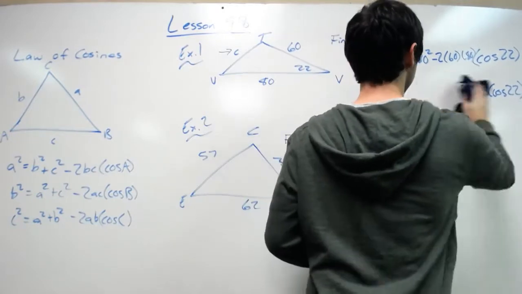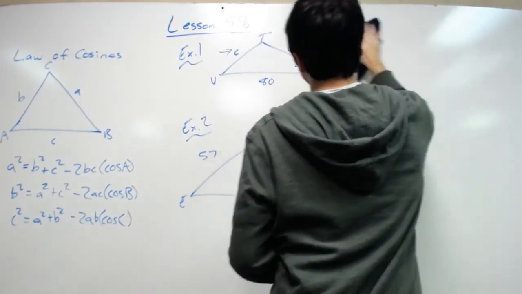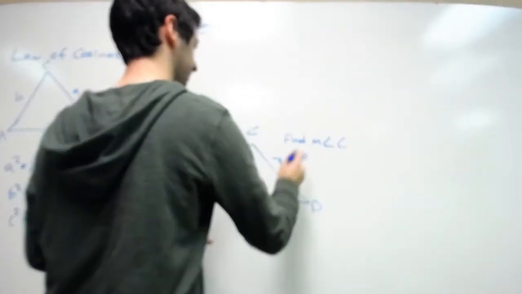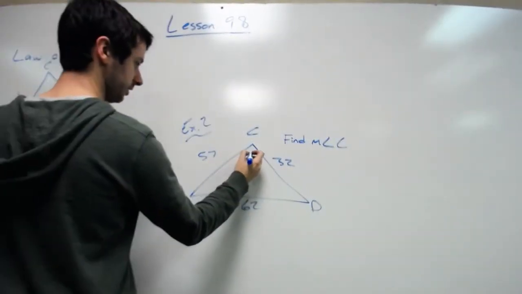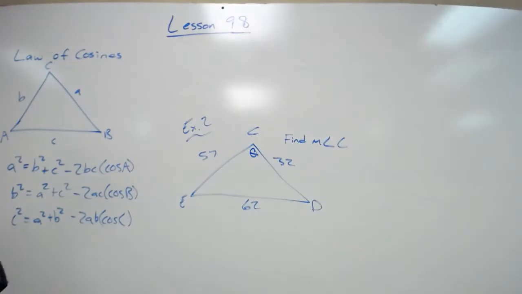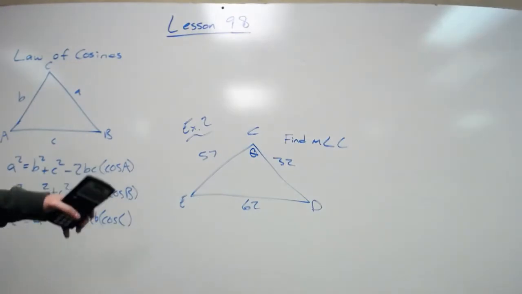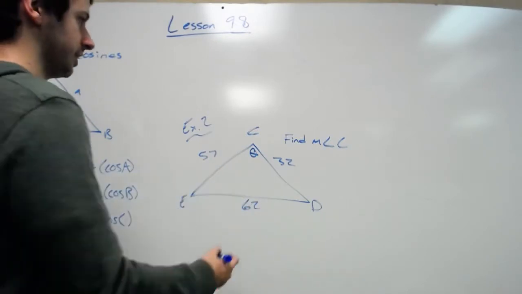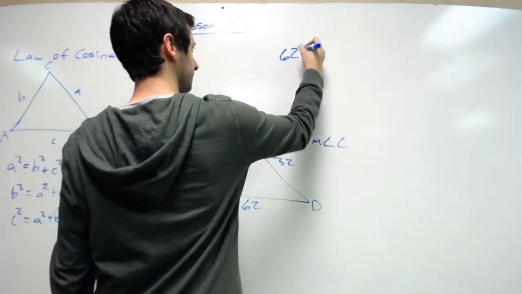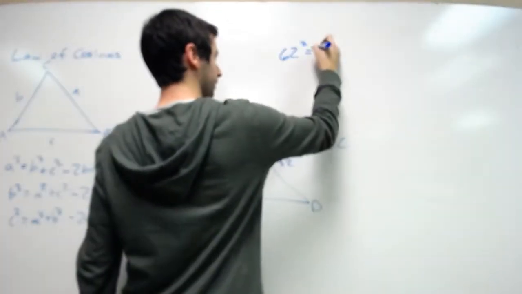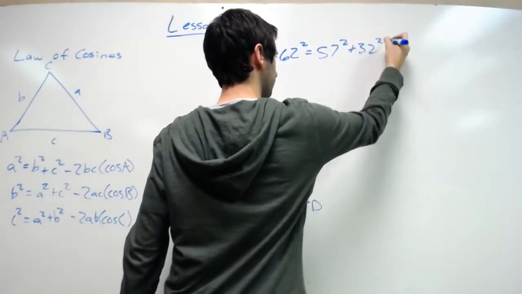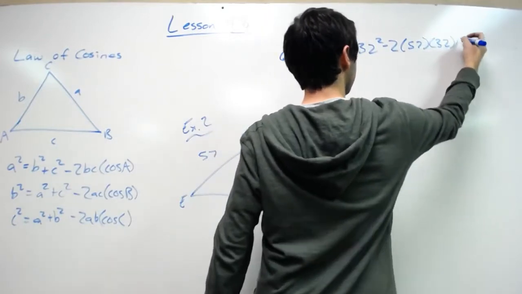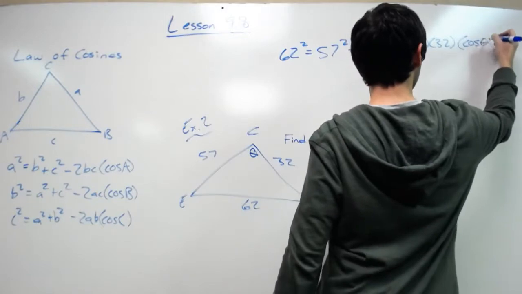Let's look at one more where it's telling us to solve for an angle rather than a side. That one solved for a side. This next one, example 2, has us solve for the measure of angle C. That would be theta right there. So I need to use the side that is opposite of the angle we're looking for. So I'm going to say 62 squared equals 57 squared plus 32 squared minus 2 times 57 times 32 times cosine of theta.